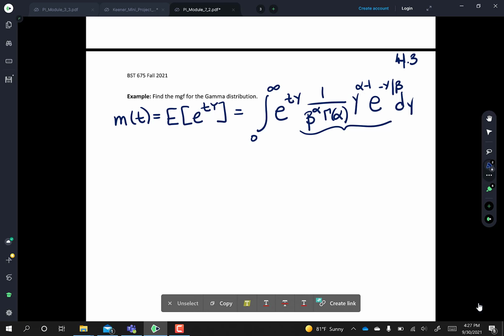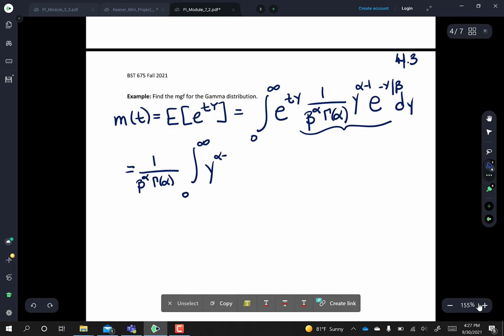All right. So next, just to make this easier on myself, I'm going to go ahead and pull out that constant. So we have 1 over beta to the alpha, gamma alpha. Then we have our integral. And then I want to combine these two terms right here. So this term and this term. So I'm going to have e to the ty minus y over beta dy.